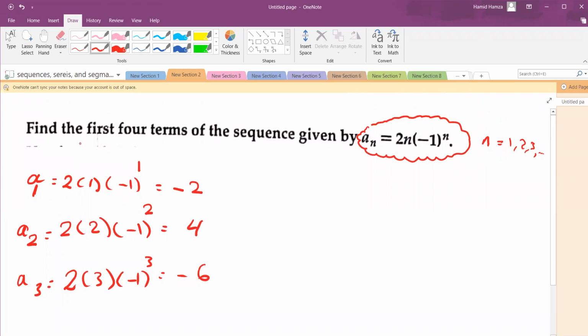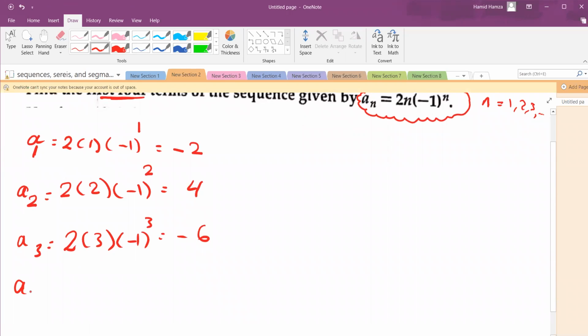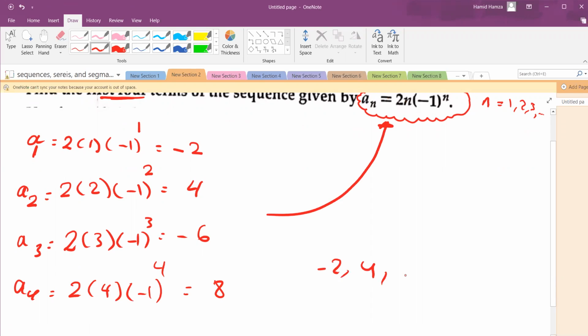The last one, because he asked me to find the first four terms. So A4, replacing n by 4, will be 2 multiplied by 4 multiplied by negative 1 raised to power 4. So the answer will be 8. So the first four terms of the sequence defined by this formula or this rule are negative 2, 4, negative 6, 8. So this is the first four terms. Any question?